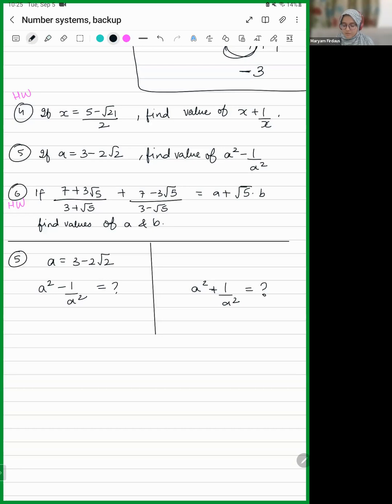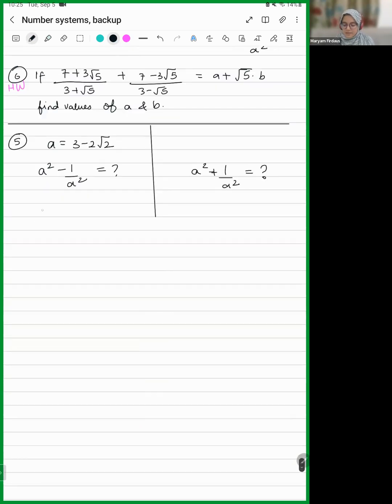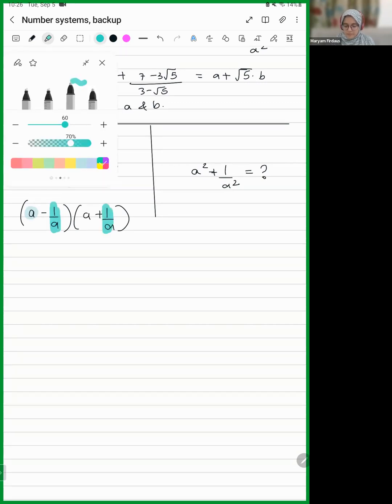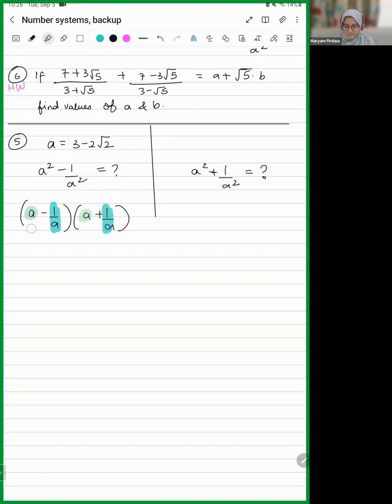See, the main concept here is you have to use the identities. If you have, forget about x, a minus 1 by a multiplied by a plus 1 by a. What is this? Think of 1 by a as b. So this is a, this is b, then this is again a, and this is b. A minus b, a plus b. What does this give us?